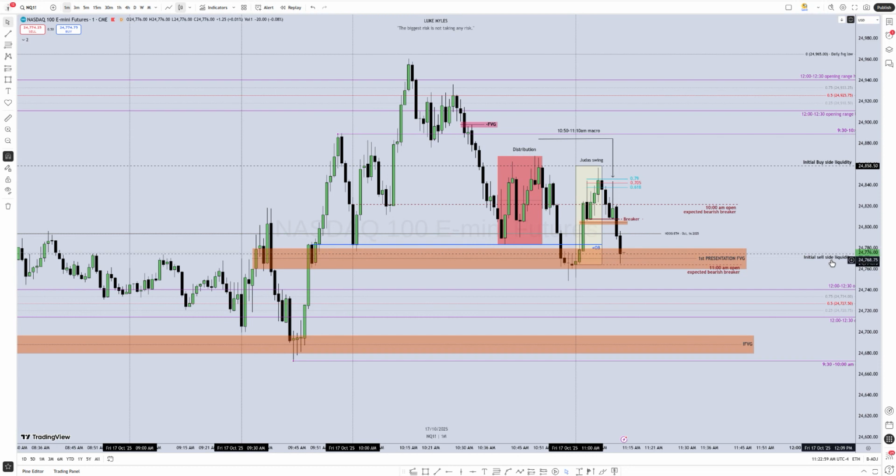I'm having an initial sell side, not that. I have closed at that, move lower. Note the 10 AM expected bearish breaker. Close below it. Tap that, we drop lower. This is just the market being so beautiful.